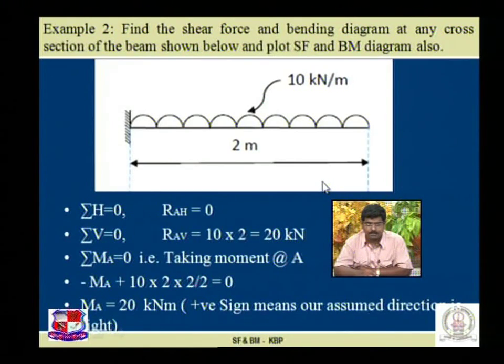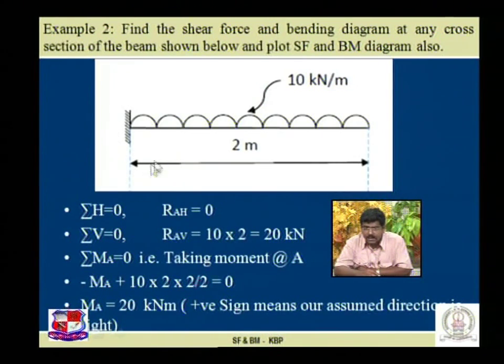By using the equilibrium conditions, if we take sigma H is equal to 0, none of the external forces is horizontal, so RAH is equal to 0. If we take sigma V is equal to 0, then RAV is acting upward, assuming upward. So total upward force is equal to total downward force. Therefore, RAV is equal to 10 into 2, that is 20 kilonewton.